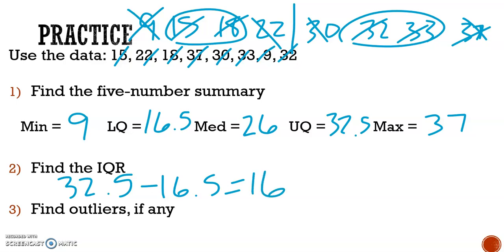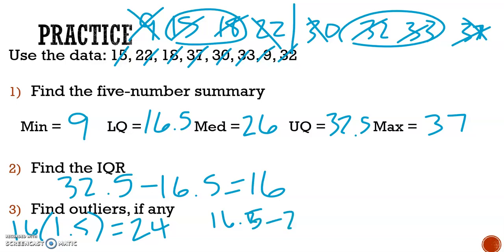So now to find out if there's any outliers, I'm going to take my 16 and multiply it by 1.5, which gives me 24. So 24 is the number I am subtracting from the lower quartile. And that gives me a negative 7.5. So there were no numbers less than negative 7.5, so we don't have any outliers on that end.